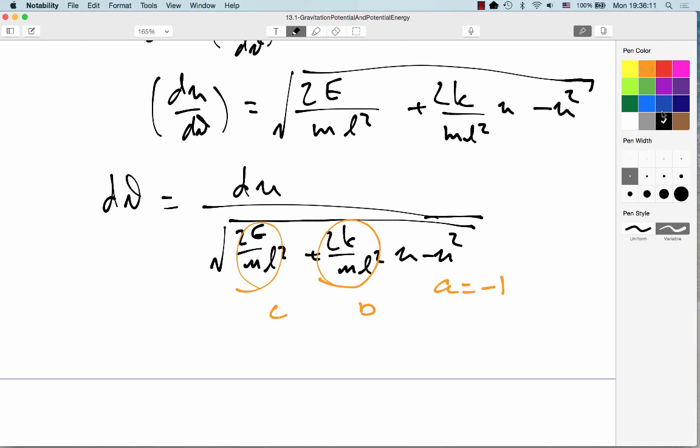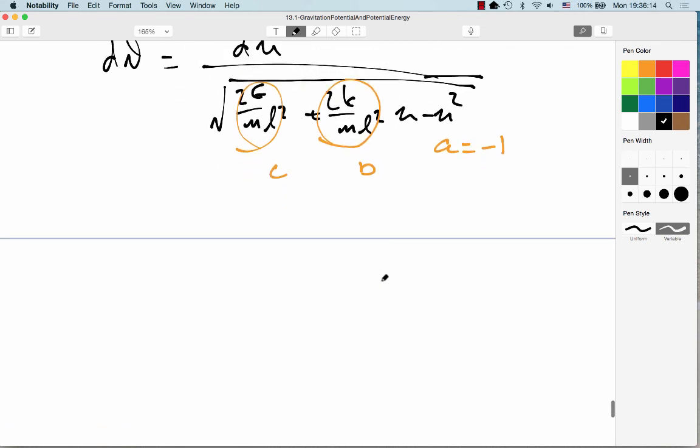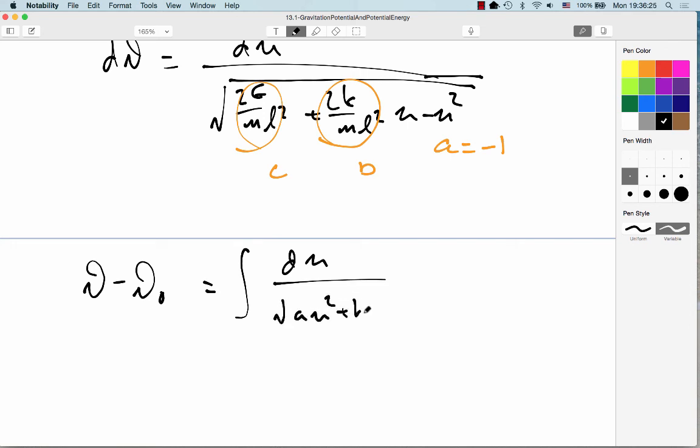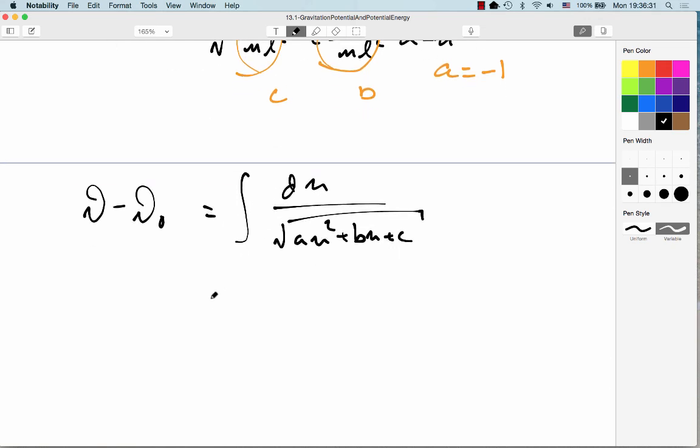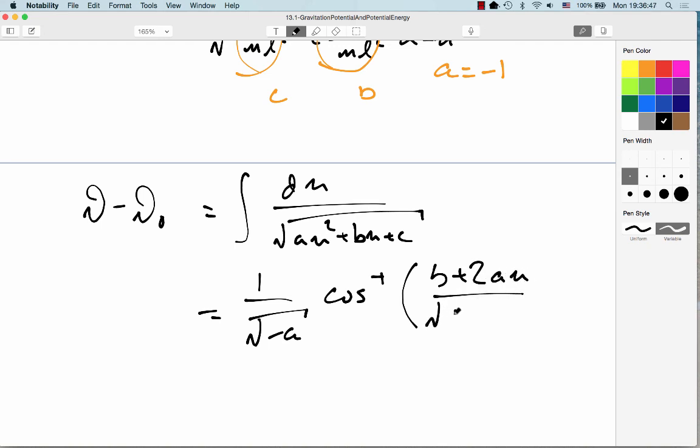Integrating the left-hand side just gives me theta minus theta naught. The right-hand side is a little trickier. Integral du over root of au squared plus bu plus c. But I looked it up. This will be equal to 1 over the square root of minus a, and keep in mind a is negative, so the answer so far is real, times the inverse cosine of b plus 2au over root b squared minus 4ac.